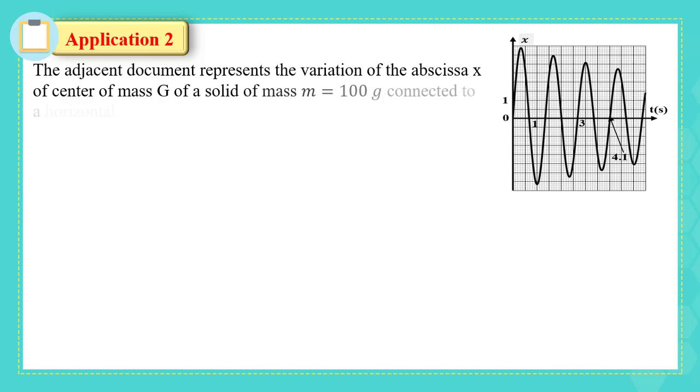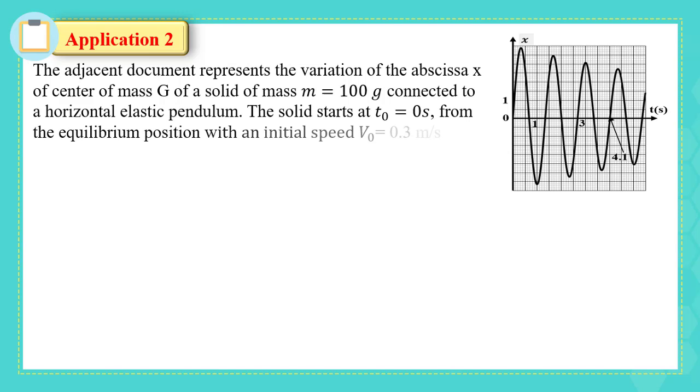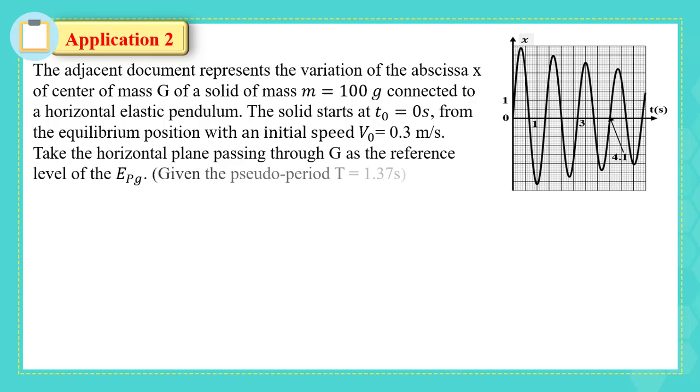Let's solve this application and end with this lesson. The adjacent document represents the variation of the abscissa x of center of mass G of a solid of mass m equals 100 grams, connected to a horizontal elastic pendulum. The solid starts at t0 equals 0 seconds from the equilibrium position with an initial speed v0 equals 0.3 meters per second. Take the horizontal plane passing through G as the reference level of the gravitational potential energy, and the pseudo period as 1.37 seconds.